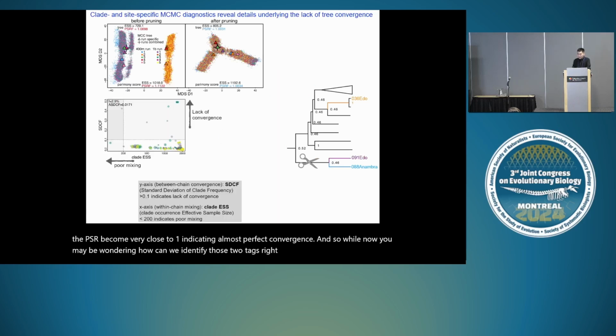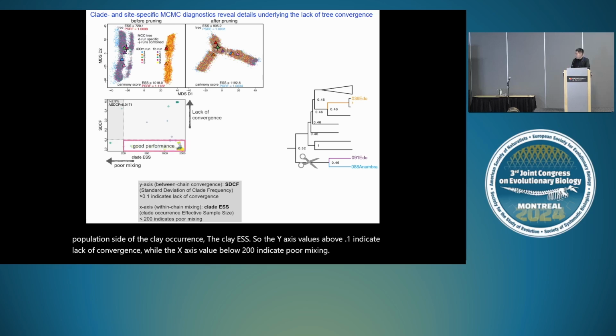We could actually try to assess the MCMC performance of each clade and look at those clade-specific diagnostics. Here in the scatter plot, each dot represents a clade, and the y-axis indicates the between-chain convergence behavior, quantified by the standard deviation of clade frequency, while the x-axis indicates the within-chain mixing, quantified by the effective sample size of the clade occurrence, the clade ESS. So y-axis values above 0.1 indicate lack of convergence, while x-axis values below 200 indicate poor mixing.